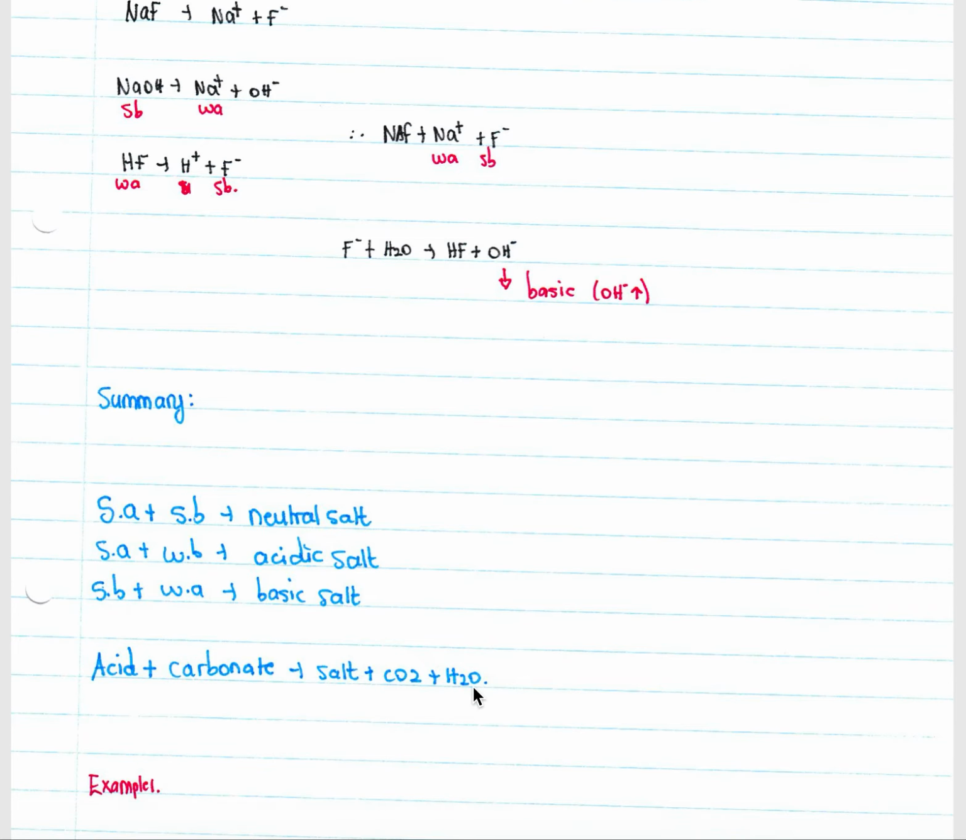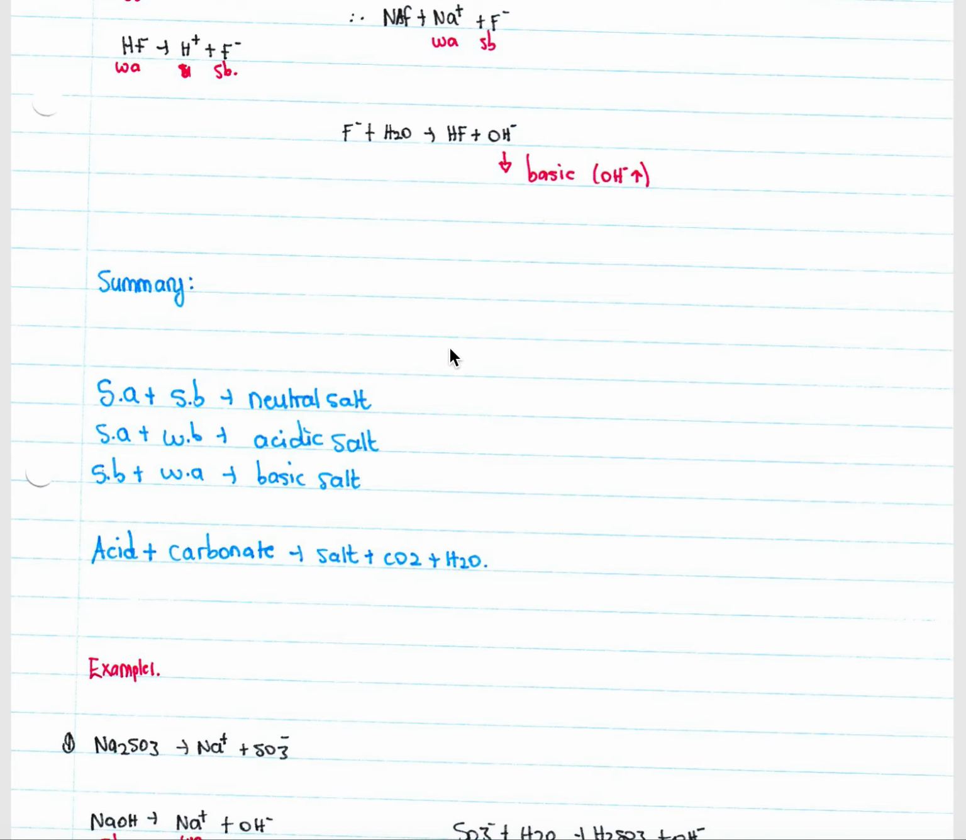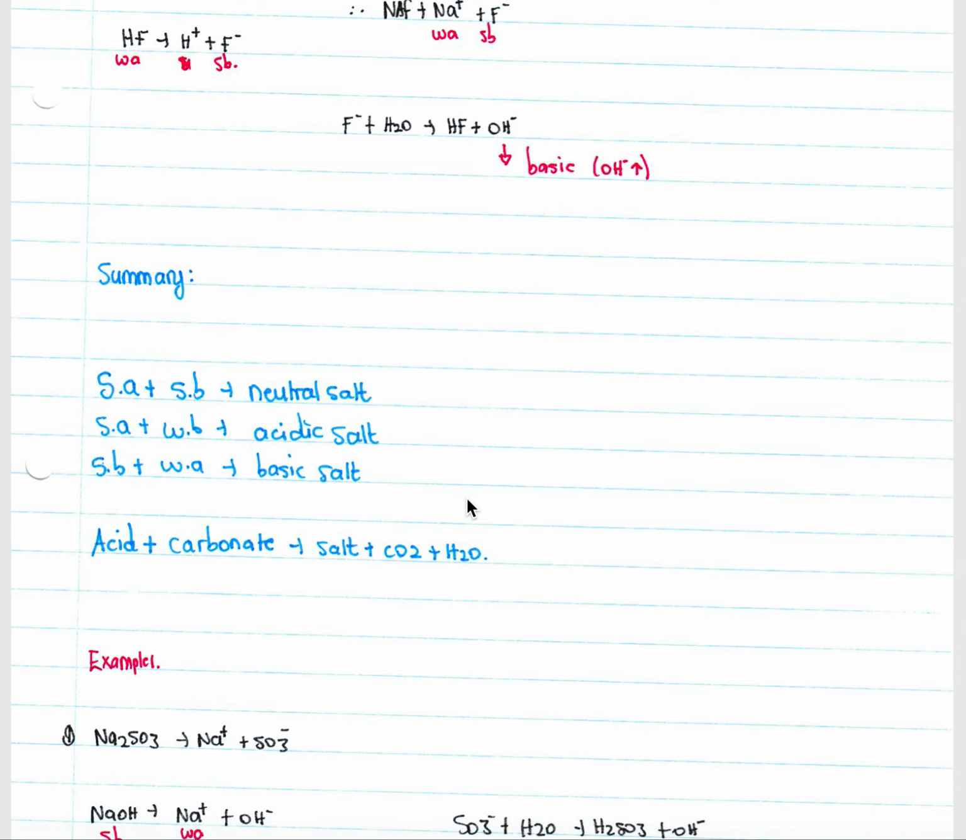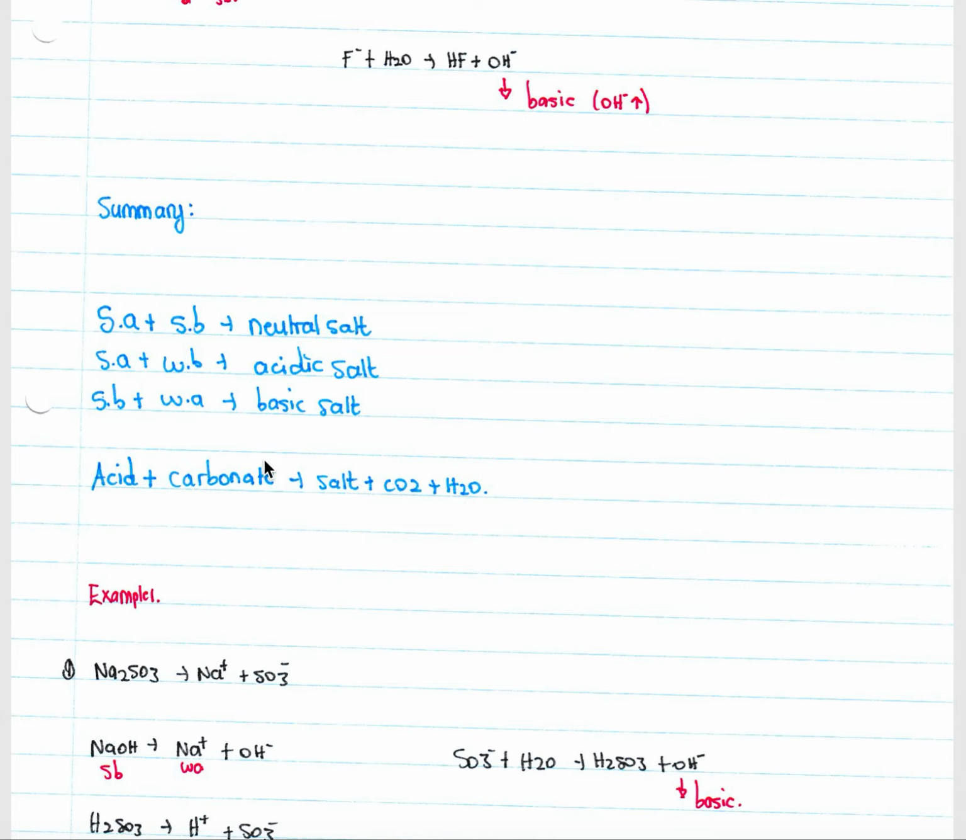In summary, if we have a strong acid plus a strong base, we will form a neutral salt. If we have a strong acid plus a weak base, we will form an acidic salt. And if we have a strong base plus a weak acid, we will form a basic salt. An acid plus a carbonate forms a salt, CO2, and H2O. That is the most complicated acid-base reaction that you will need to know.